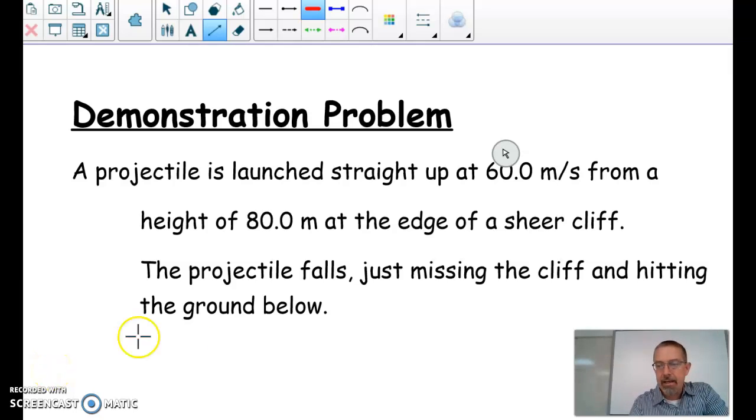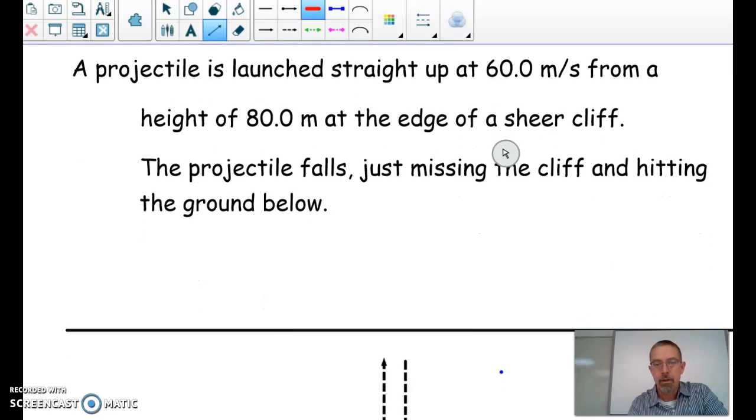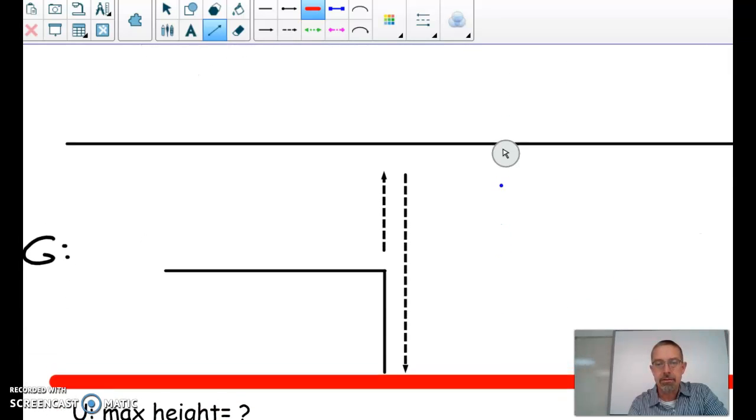So let's look at a demonstration problem here that actually is a little bit involved. It'll take a little bit of time to solve, but it does a good job of employing a couple of our equations that we've used so far. So let's say I have a projectile and it's launched straight up at 60 meters per second from a height of 80 meters at the edge of a sheer cliff. The projectile falls, just missing the cliff and hitting the ground below. So this is the situation we have.